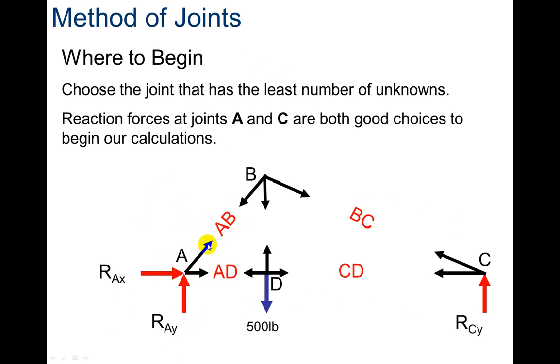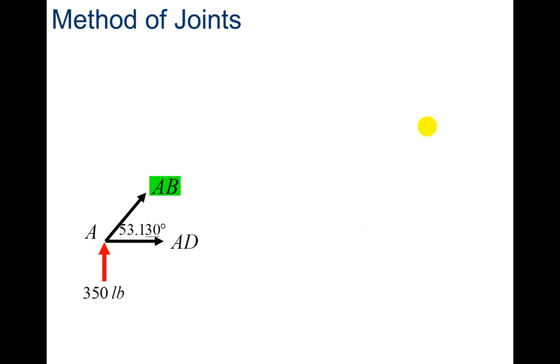Notice each of these members are now called by the name between the joints. So this is AB, this one here is BC, CD, AD, and then this one here is actually not labeled, but it's BD. Then you need to fill in. You do not need to be using reaction because we already know what those forces are. Okay, so we're going to start off by looking at A.